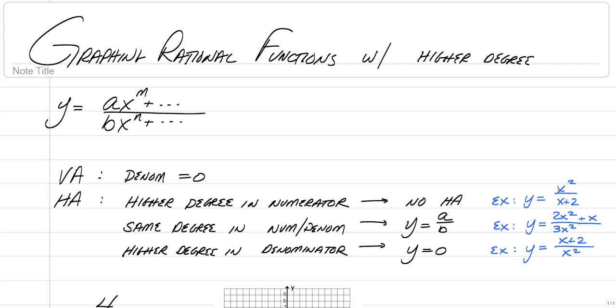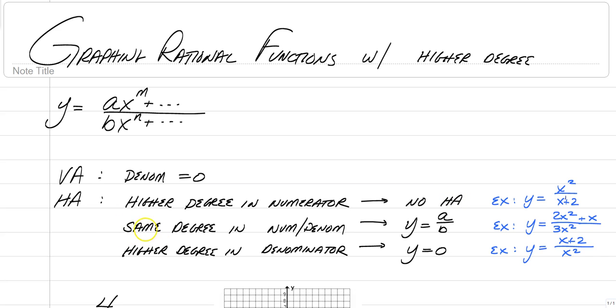So if your numerator has a higher degree, you're actually going to have no horizontal asymptote. And what that would look like is something like x squared over x plus 2. So we know that this is x to the first power. So the top is a second degree, the bottom is a first degree or linear. So this means we have higher exponents in the numerator, which means we have no horizontal asymptote.